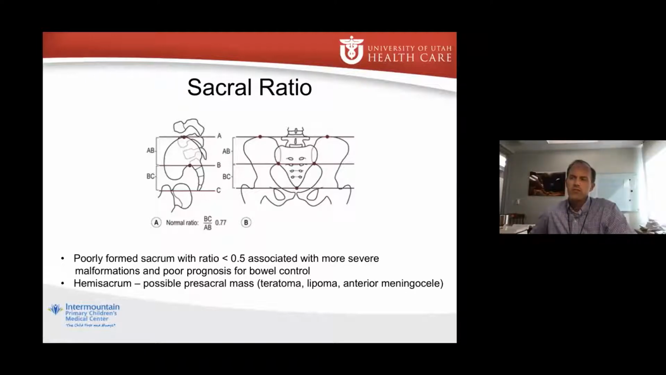A ratio of less than 0.5 is associated with more severe malformations and poor prognosis for bowel control. Most of the surgeons will tell you, if you talk to Dr. Pena or Mark Levitt, that they've never seen anyone with good bowel control that has a sacral ratio less than 0.3. So that's something that they point to in terms of bowel control. And again, with an abnormal sacral ratio, we'll typically get those kids in for baseline urodynamic studies and try to follow them more closely. If you have a hemisacrum, then you need to think about a presacral mass. Again, this is more for the pediatric surgeons, but they're going to be thinking about teratomas and lipomas and things like that.